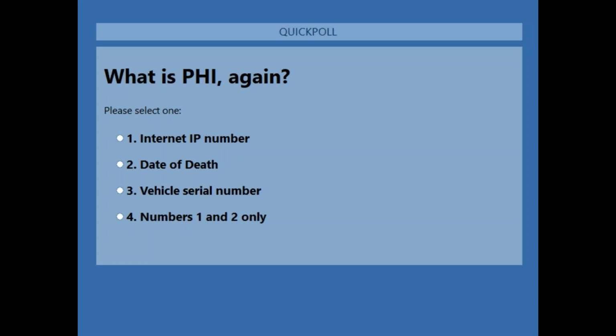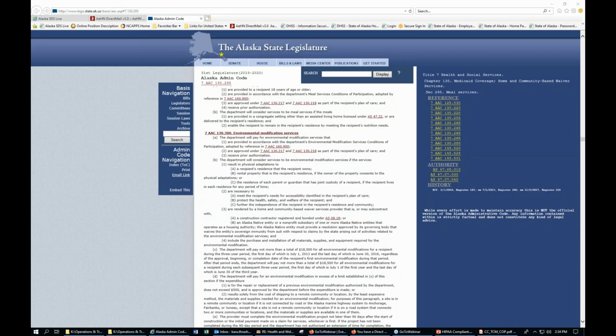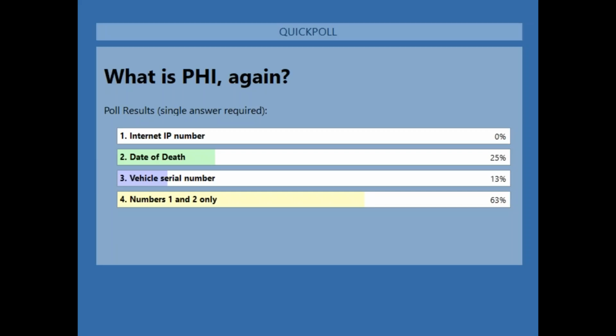Okay, it looks like most of us have voted. Go ahead and close and share. So our answers are mixed because it's a little confusing. It's actually a little bit wrong, but anyway, 1, 2, and 3 are all on the list.